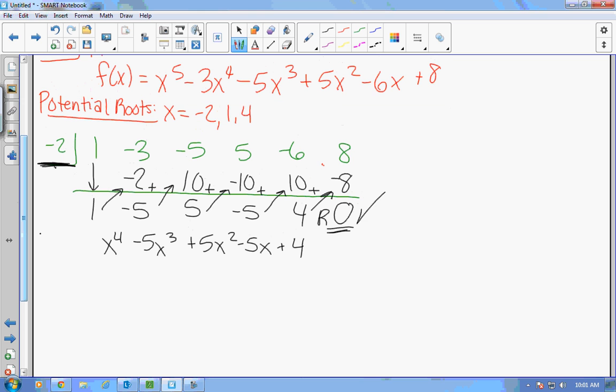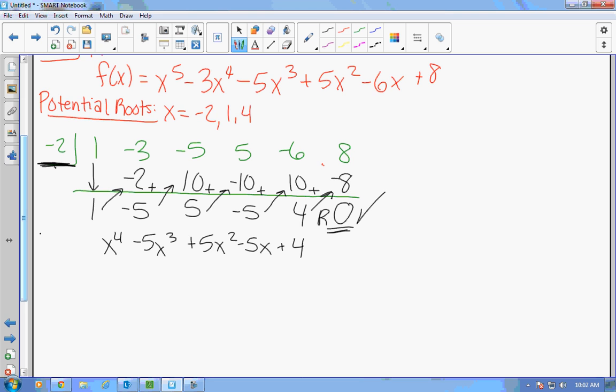Look what's happened to the power. It started as an x to the fifth. When we divided, what happened? It went down. It stepped down. So if we divide again, we'll now get a cubic. If we divide again, we get a quadratic. If we divide again, we get a linear. Okay, each time you divide on the polynomials, the degree should be decreasing by 1.